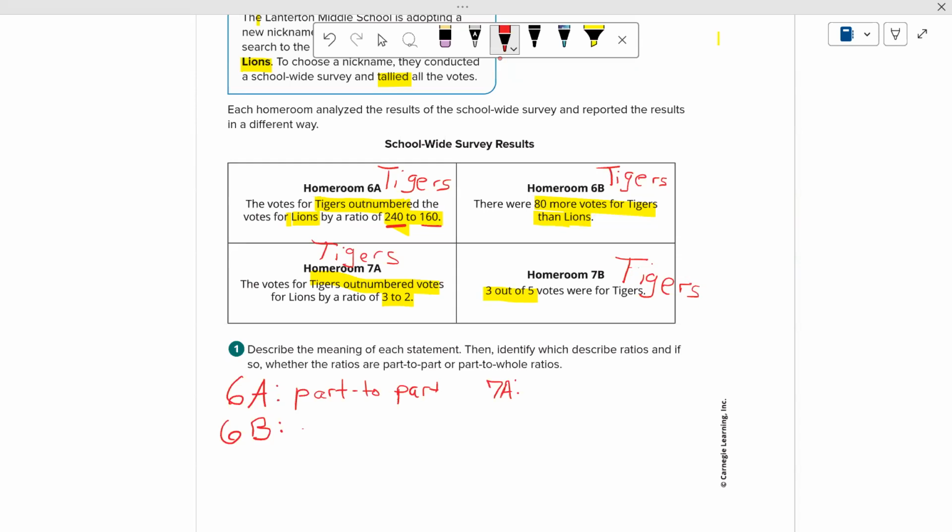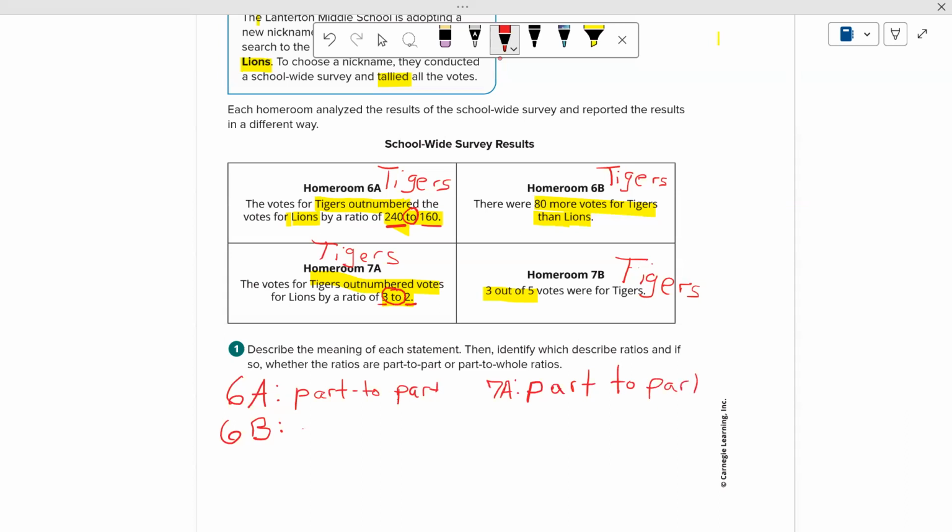The votes for Tigers outnumbered votes for Lions by a ratio of 3 to 2. Again, even though the ratio looks a little different than it did for 6A, it's saying Tiger votes to Lion votes, 3 to 2. And I noticed that it's using the word to in both of these situations. So that would be a part to part.